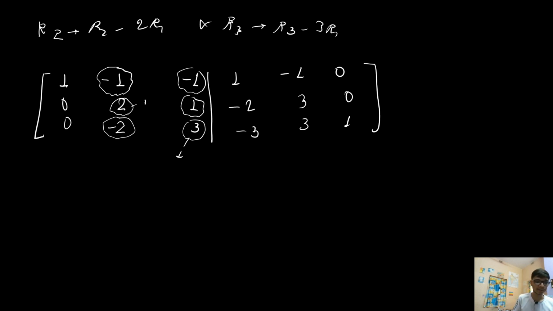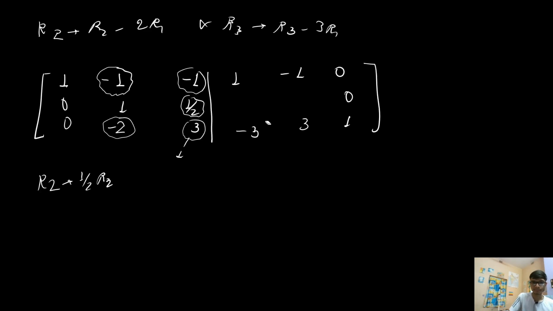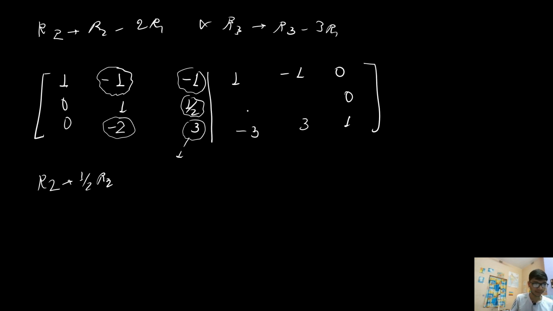Now let us apply another transformation, that is row 2 goes to half times row 2. If I do so, this particular element will be 1, this element will be half, and similarly this element will be minus 1, and this element will be 3 by 2.